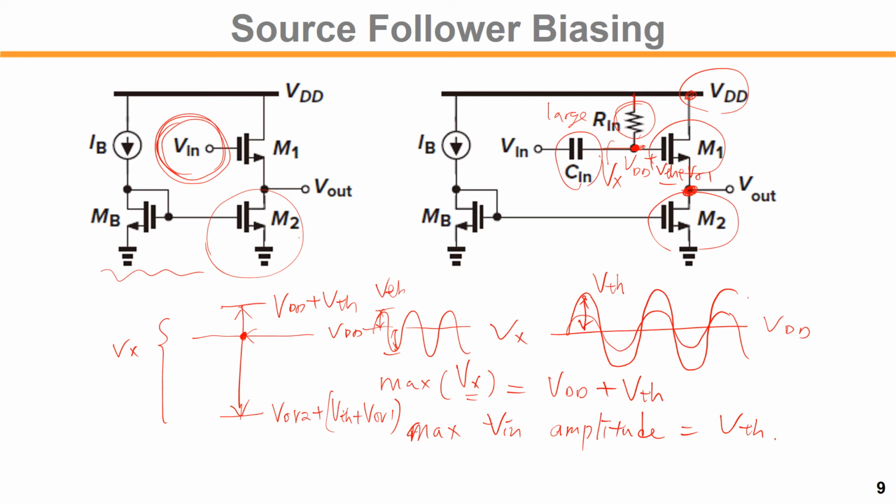So if you really want to maximize the output swing range, then you might need to place your output signal biasing voltage somewhere in the middle of the output range. Okay.